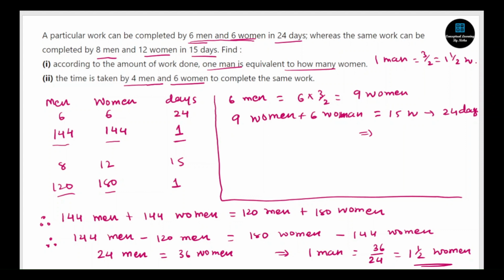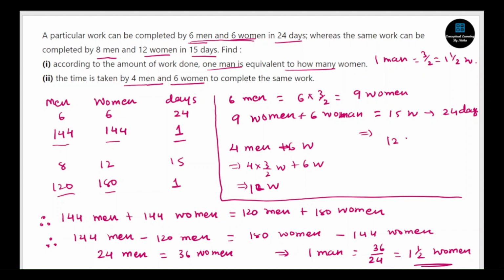So now let me write this. 4 men and plus 6 women. So this gives me 4 into 3 over 2 women plus 6 women. So these are nothing but 6 plus 6. I'll just write 12 women. Okay, so 12 women can complete the work in 12.